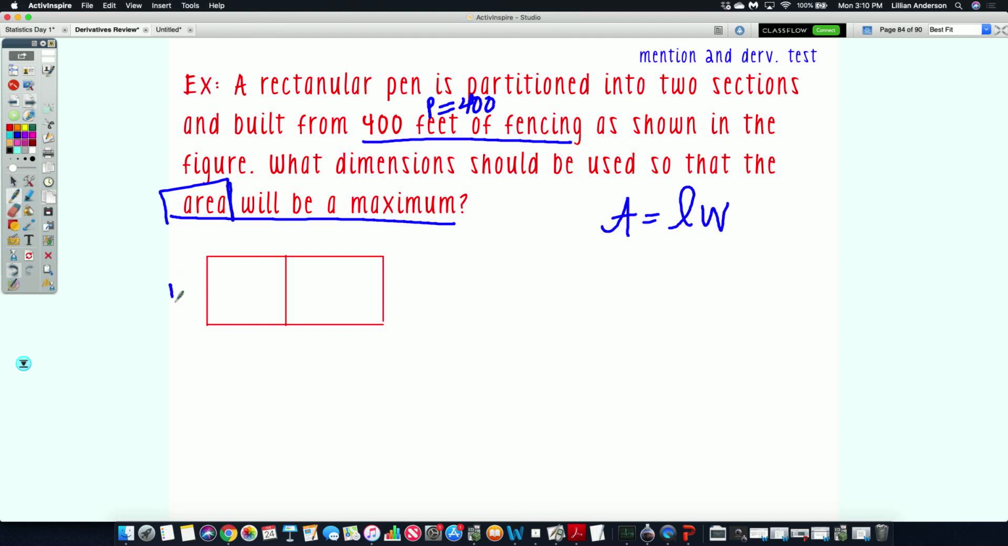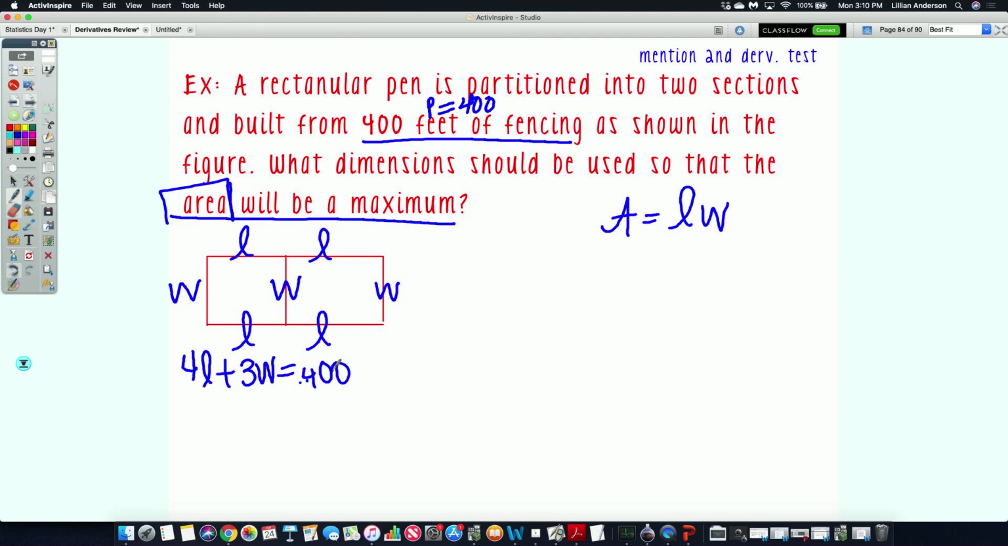That's width. Okay, so I have 3 widths. And what about my lengths? You've got 4 lengths. So I'm looking at these individually. Okay, so then my perimeter, which makes up all of these, is going to be 4L plus 3W, which has got to equal 400.